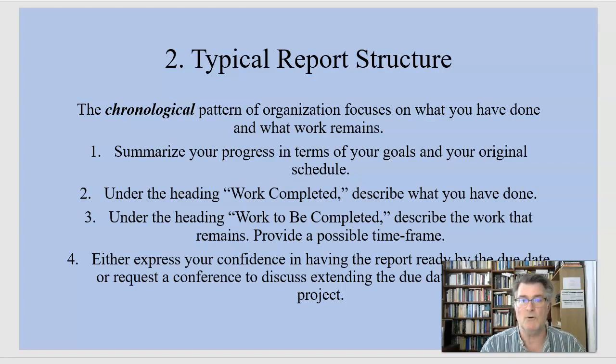We'll look at this some more. You want to summarize the progress, where you're at in terms of your goals and the original schedule. I'm on schedule. I may be off schedule, but I plan on getting back to it. Number 2, under the heading work completed, describe what you've done so far. And then there'll be work to be completed. Now, I will give you some examples so you know exactly what I mean. But basically, you're telling me, in terms of my 4-week structure, my time frame, here's where I'm at. Here's what I've managed to do. Here's the work I've completed. Here's what I need to complete. And just let me know.